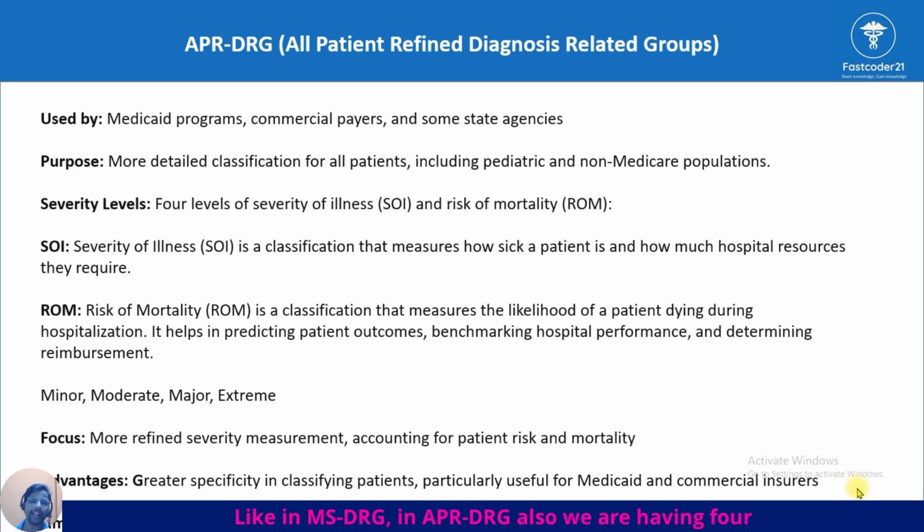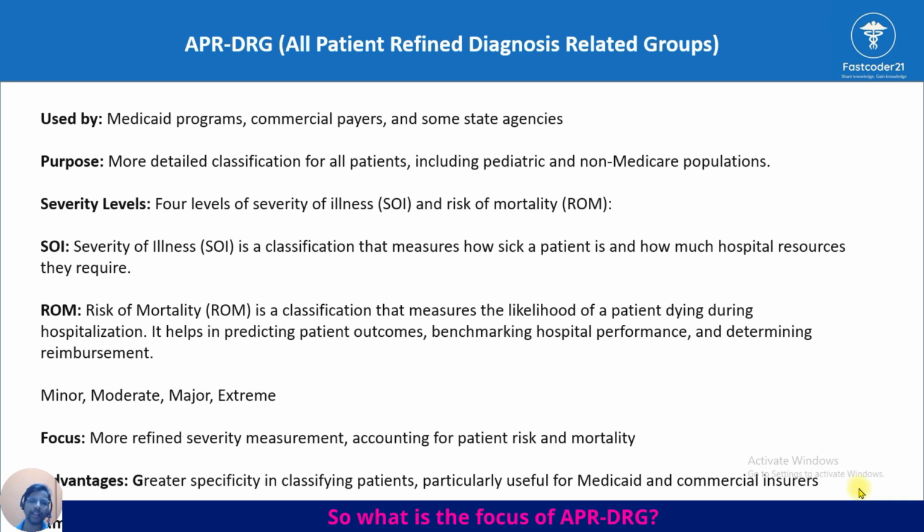Like in MS-DRG, in APR-DRG also, we have four types of severity levels. First one is minor, next one is moderate, next one is major, and last one is extreme. If you want information related to all these severity levels, please mention it in the comment section of this video. I will create one more video related to the severity levels.